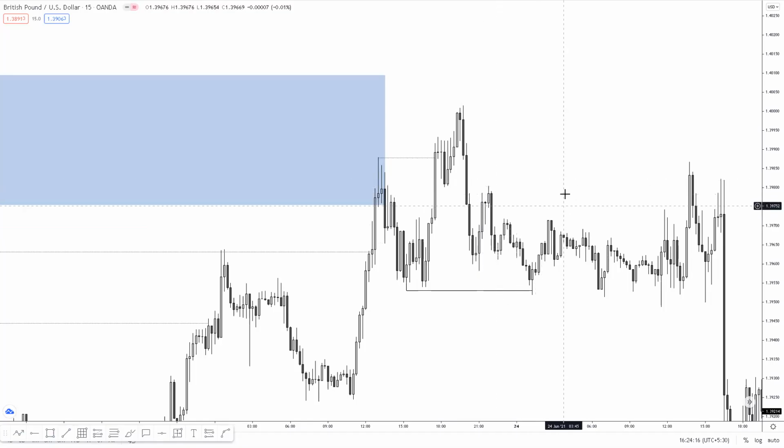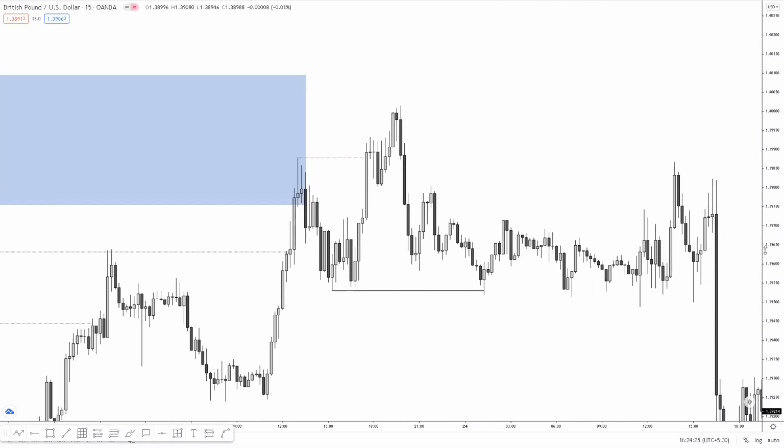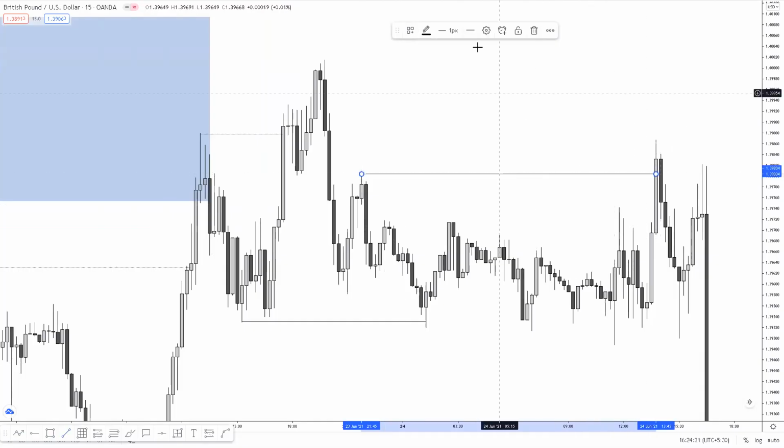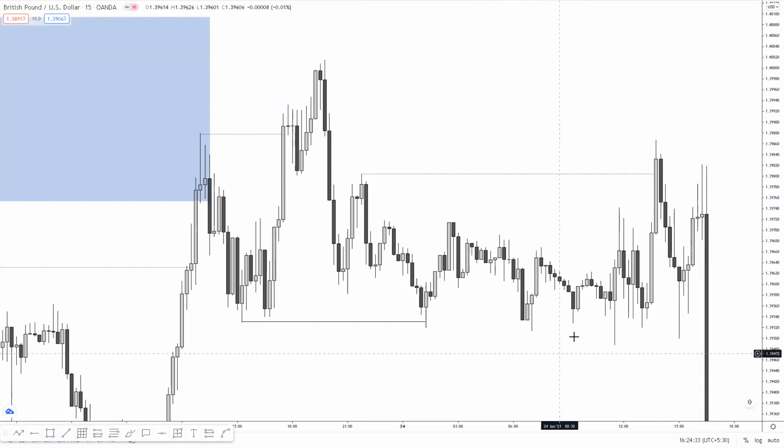If they know that there are smart money traders who use these concepts, why would they make it that easy for them? Think of it like that. They have no reason to do that. So now we've identified the trap, and anything above this would be my POI.